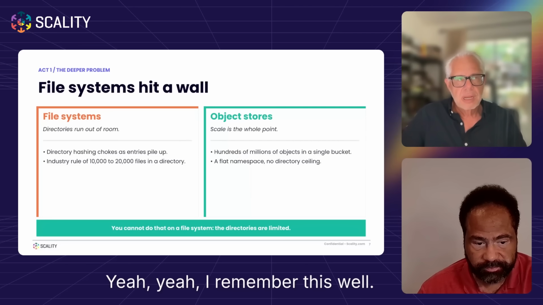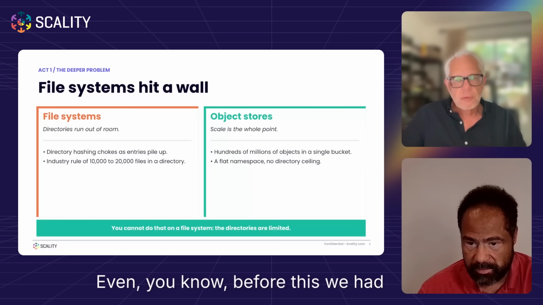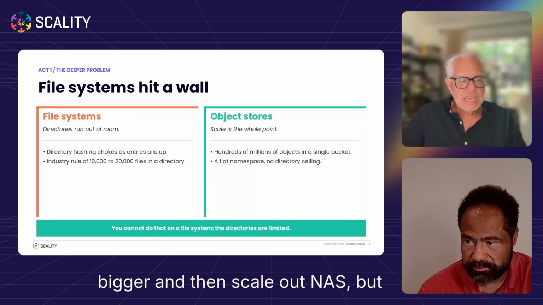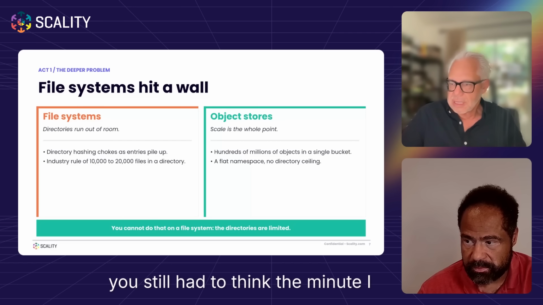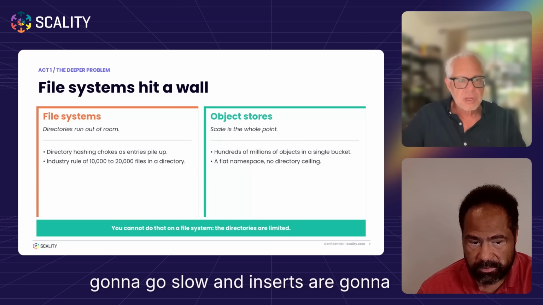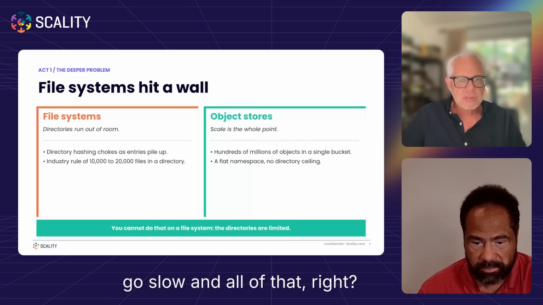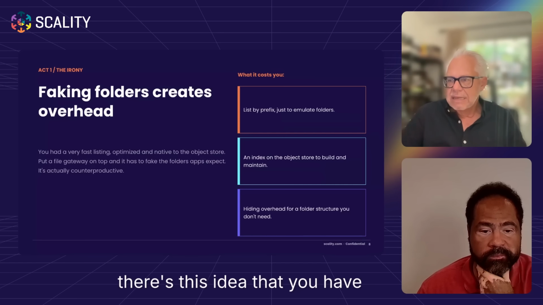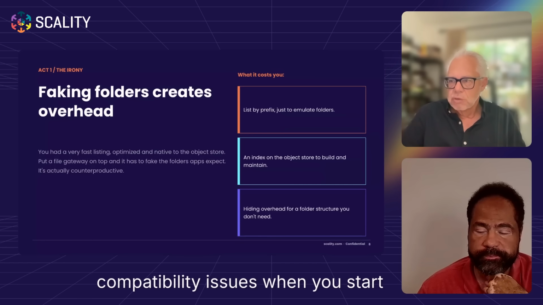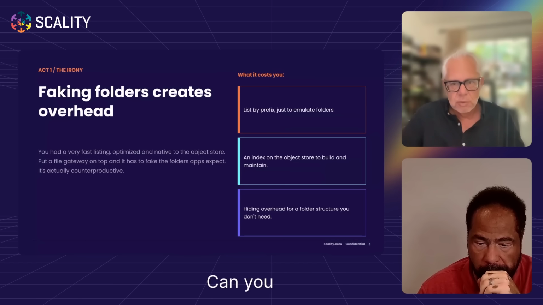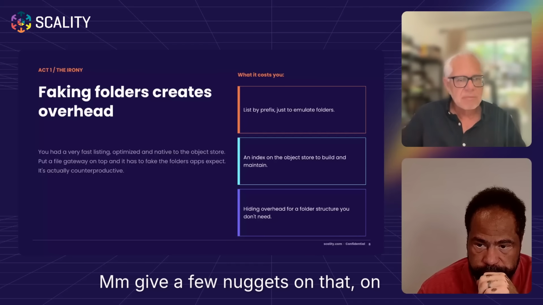Yeah, I remember this well. Even before this, we had the idea of making NAS systems bigger and then scale-out NAS, but you still had to think that the minute I get to tens of thousands of files in a directory, the listings are going to go slow and inserts are going to go slow and all of that, right? So it sort of defeated the purpose. There's this idea that you have compatibility issues when you start faking a folder from an object store to the file system. Can you give a few nuggets on this concept?